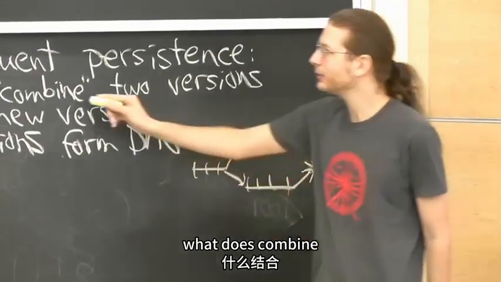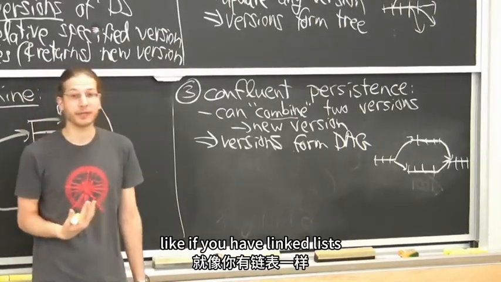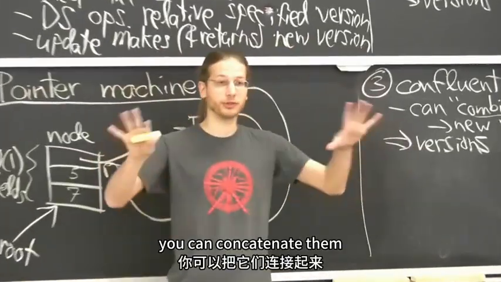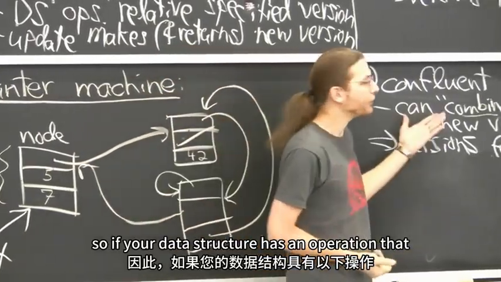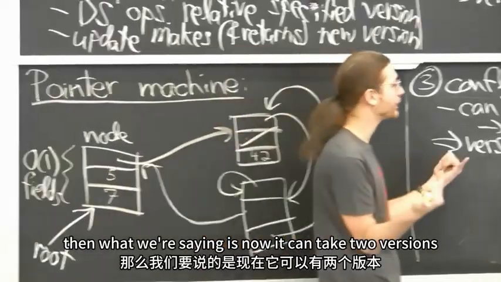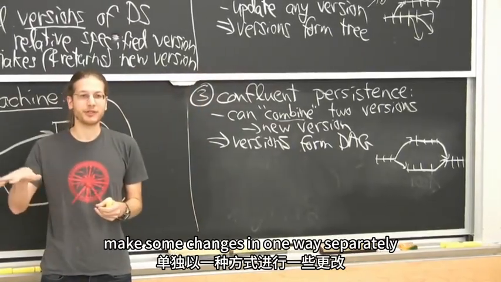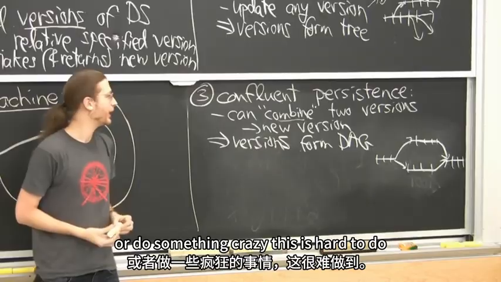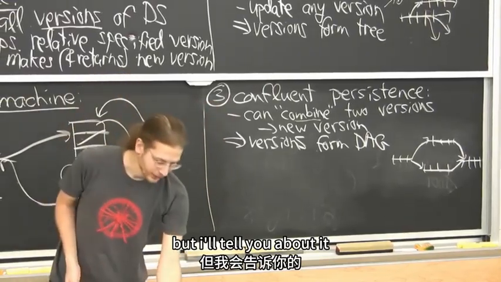Okay, what does combine mean? Well, it depends on your data structure. A lot of data structures have combine operations, like if you have two linked lists, you can concatenate them. That's an easy operation. Even if you have binary search trees, you can concatenate them reasonably easily and combine into one big binary search tree. So if your data structure has an operation that takes as input two data structures, then what we're saying is now it can take two versions, which is more general. So I could take the same data structure, make some changes in one way, separately make some changes in a different way, and then try to concatenate them or do something crazy. This is hard to do, and most of it is an open problem, whether it can be done. But I'll tell you about it.